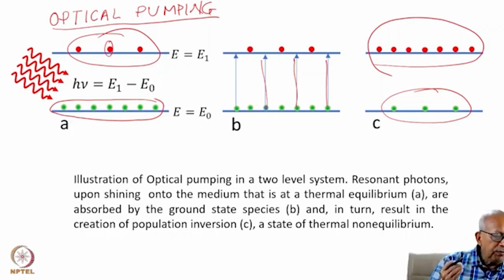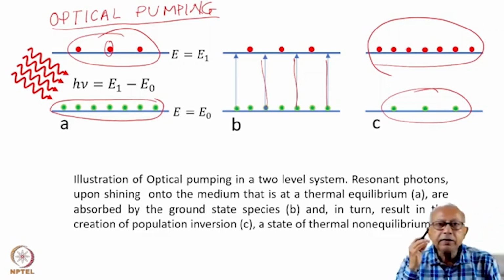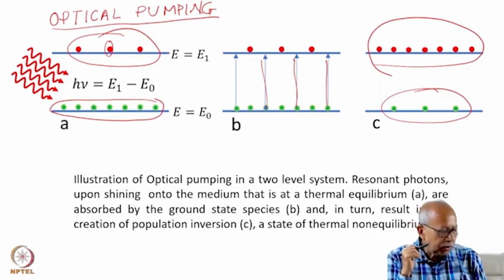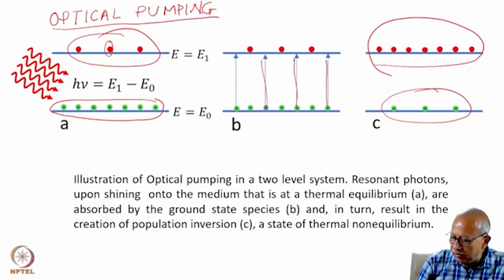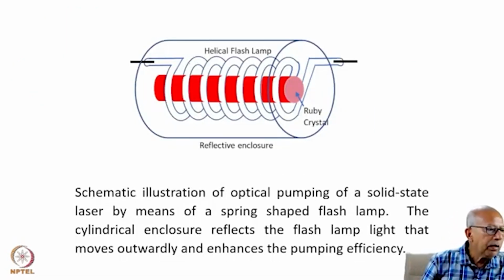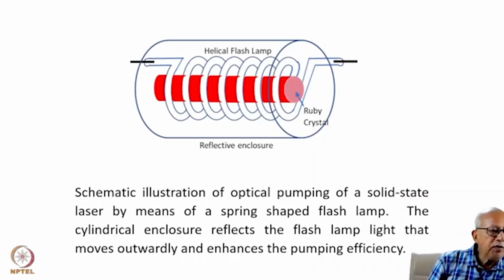view of the process. And we would soon learn that the participation of at least one more energy level is mandatory for the realization of population inversion. The light to optically pump the lasing medium is often derived from a flash lamp that, as we have seen, is a fluorescent light source.